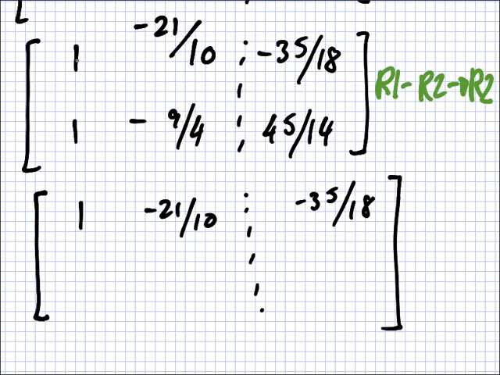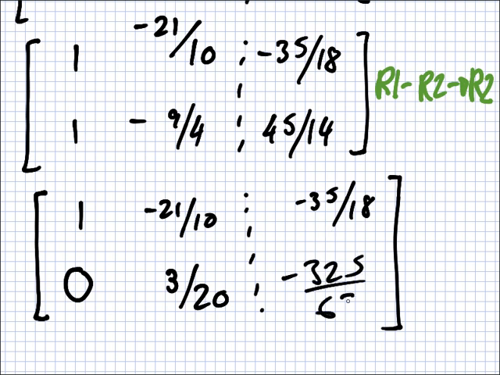Okay, sorry, continuing. So row 1 minus row 2. 1 minus 1 is 0. Does anybody have minus 21 over 10 minus 9 over 4? Minus 51 over 20? And then minus 35 over 18 minus 45 over 14. Minus 325 over 63? 325 over 63, yeah.